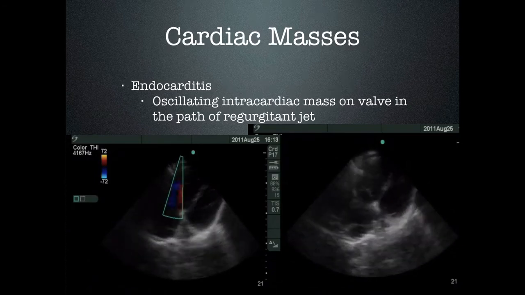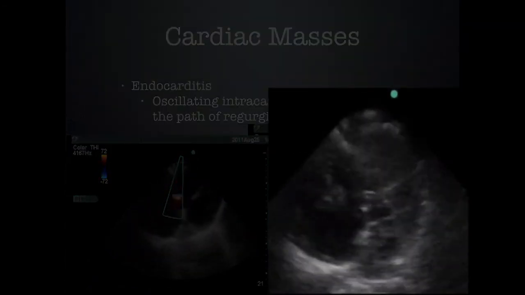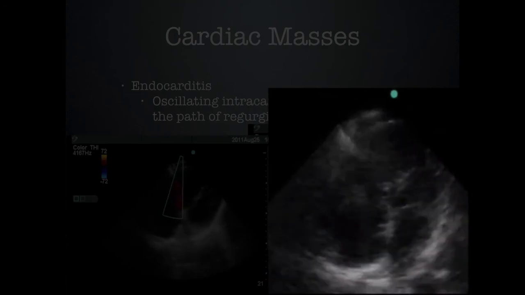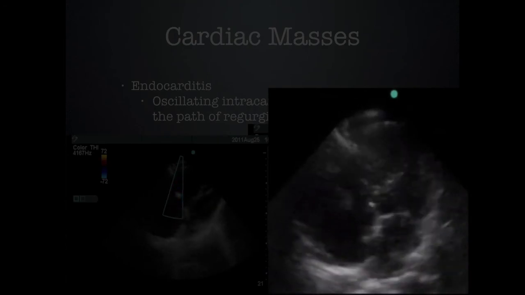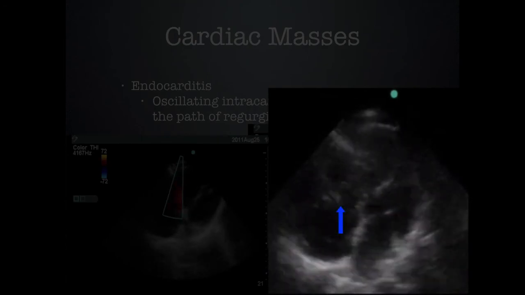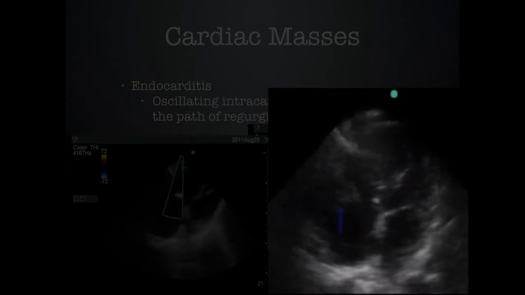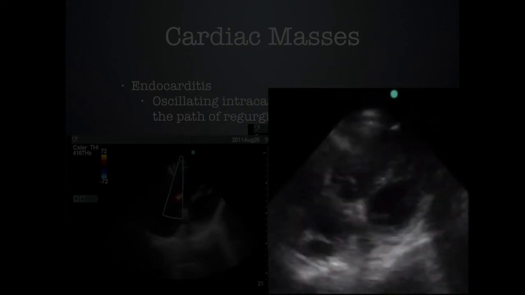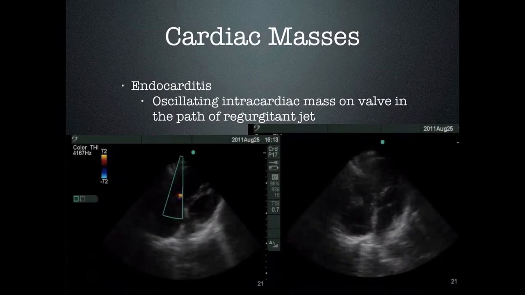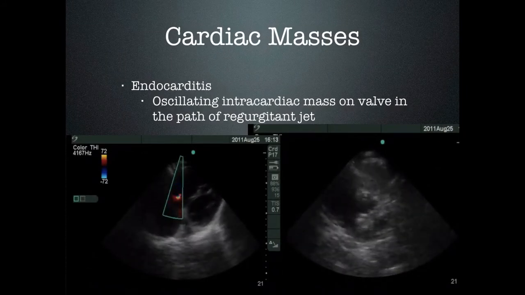On the picture on the right, this is also an apical view, and we can see the tricuspid valve, and we see a mass on the tricuspid valve, and it is moving to and fro with heart movements. So you can see that it is independent of the valve motion.